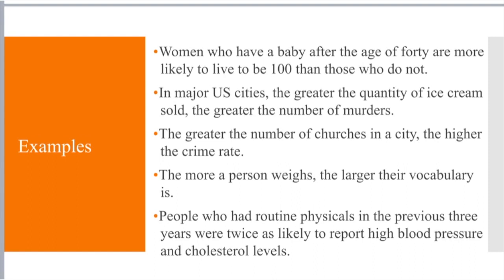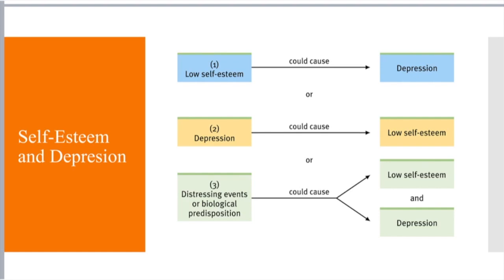We're going to look at one more example. We're going to talk about why it's so important to implement certain research methods and experiments as we're talking about psychology. So this idea of self-esteem and depression: low self-esteem could cause depression, depression could cause low self-esteem, and depressing events or biological predisposition could cause both. There's no way of knowing that one causes the other until you do some sort of experiment or scientific study, which is what we are going to look at in this next short TED video.